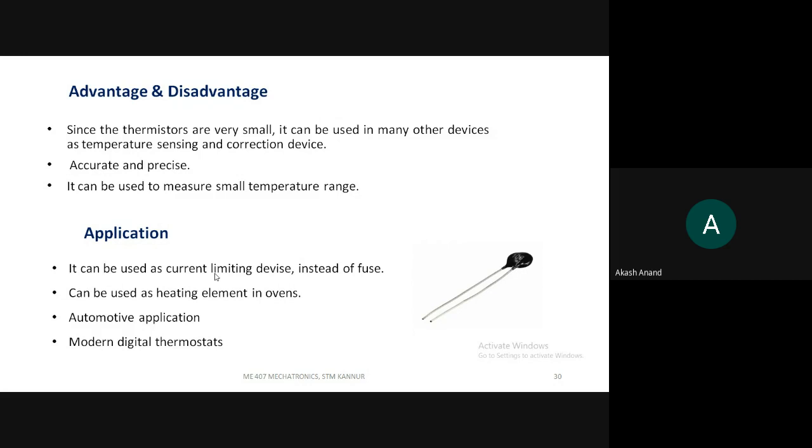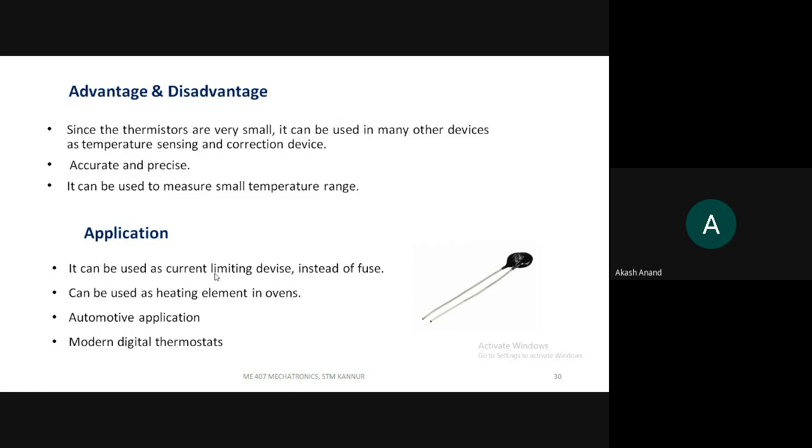The next application is that it can be used as a heating element in an oven. The next application is automotive application. It is widely used in automotive applications. And the next application is the modern digital thermostat. I think you are familiar with the thermostat. If you own an AC in your home, you can see that there is a digital display which shows the room temperature.